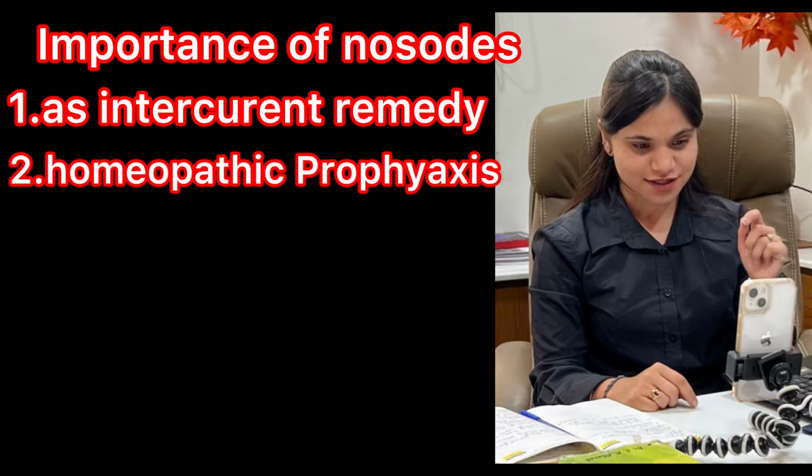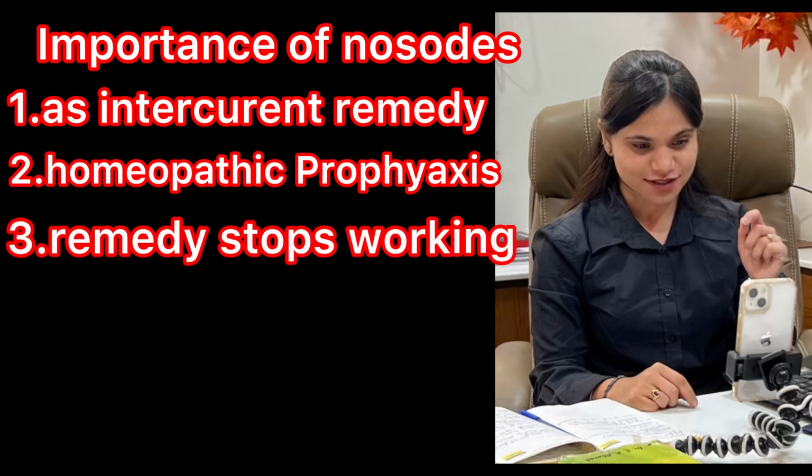Second is as a homeopathic prophylaxis. The first use of a homeopathic remedy in prophylaxis was done by Hahnemann when he used the remedy belladonna as prophylaxis for scarlatina. Third is when the similar remedy stops working. During the treatment of chronic disease, when the similar remedy stops working, the use of a nosode at this point in the healing process will remove the obstacle to cure and allow the similar remedy to continue the cure.